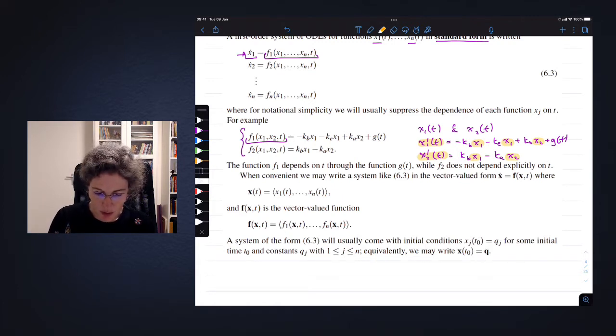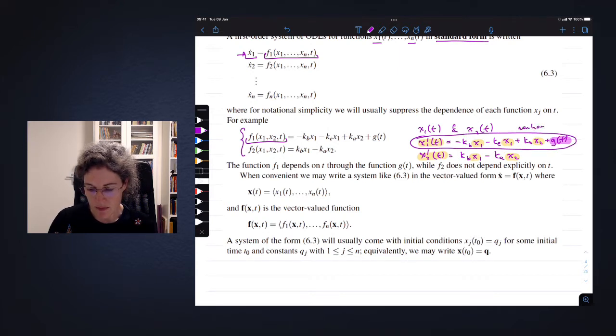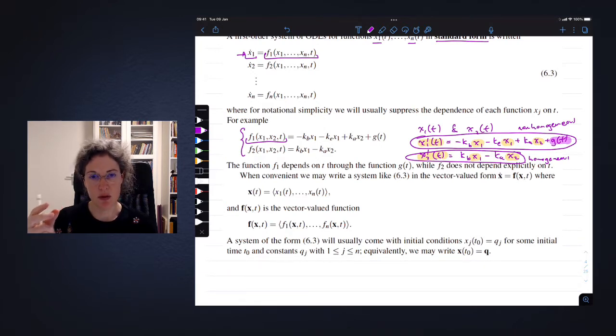The other thing that you will notice is that in our x1 equation we've got a g of t, so we have a term that depends explicitly on t, so that makes this one non-homogeneous, whereas our x2 equation over here is homogeneous because we don't have a term that depends explicitly on t. So the same terminology that we used for individual differential equations applies over here.